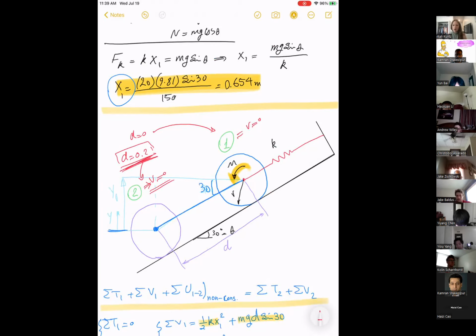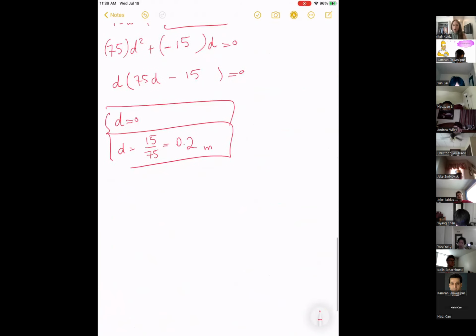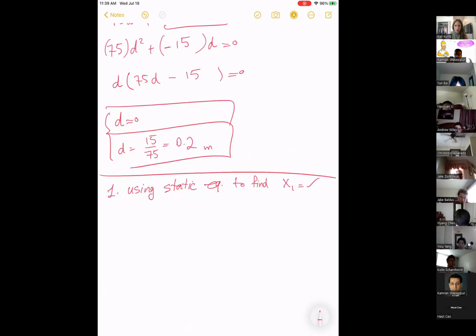I think this problem has some interesting parts. I'm going to count them, right? First, using static equilibrium to find x1, okay? That is something you learn from now. If there's a static equilibrium, you balance the forces, you find how much the spring forms.